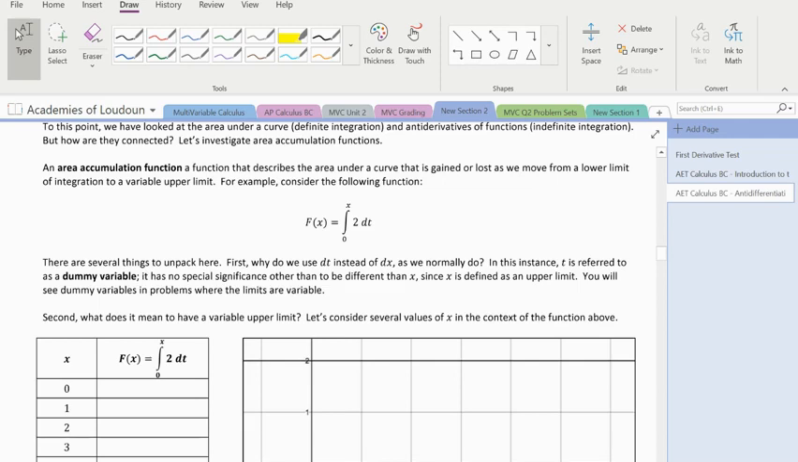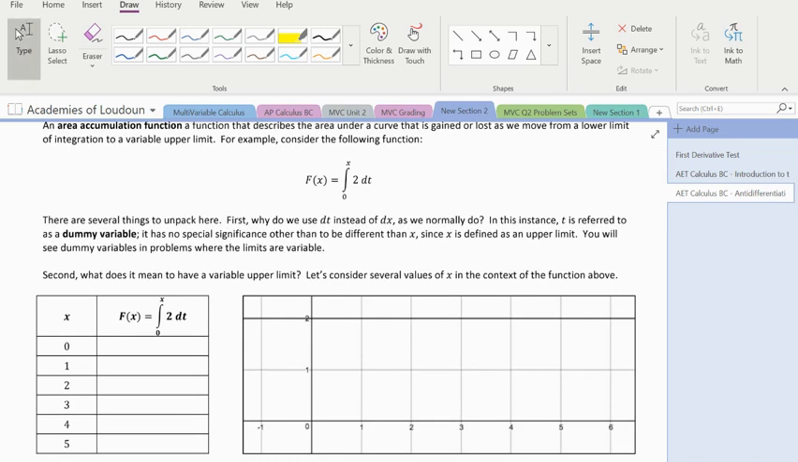So if we are integrating f of x from 0 to x of 2 dt, if we were to find the area under that curve from 0 to 0 of 2 dt, well, that means I'm starting at 0 and I'm ending at 0, which means there's no accumulation of area. So that's going to be 0.